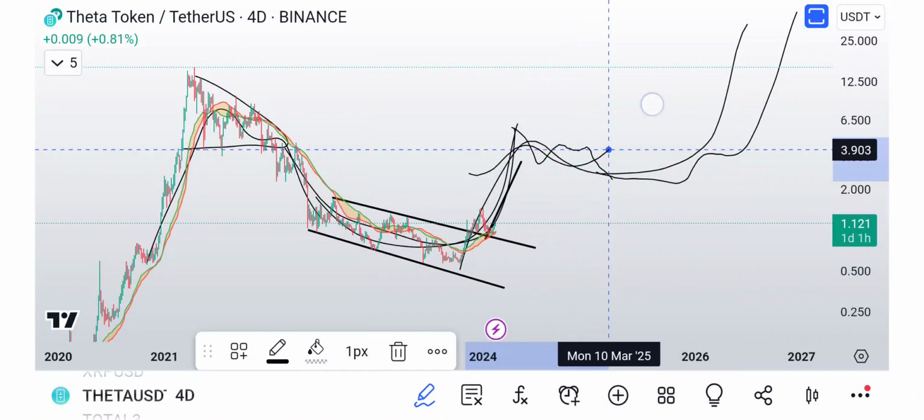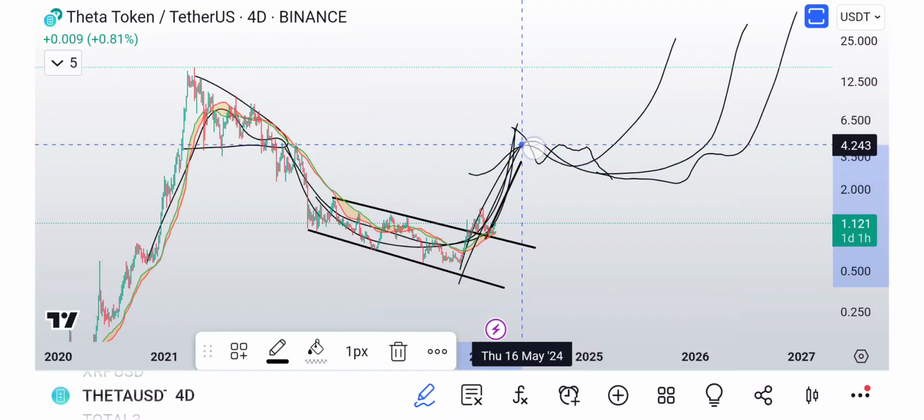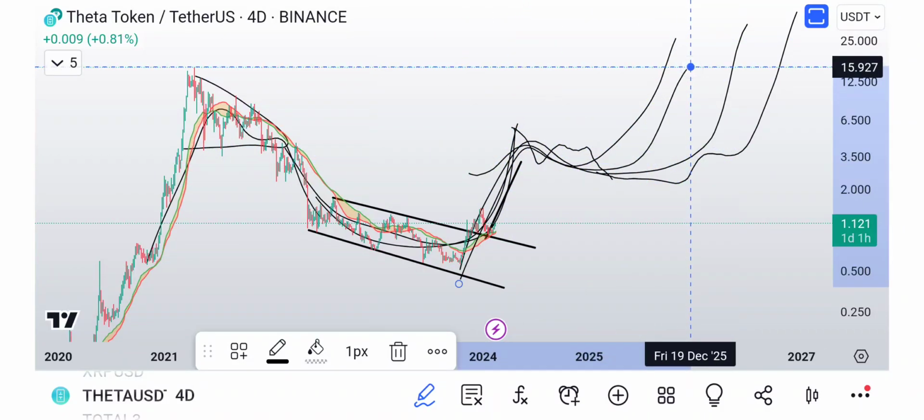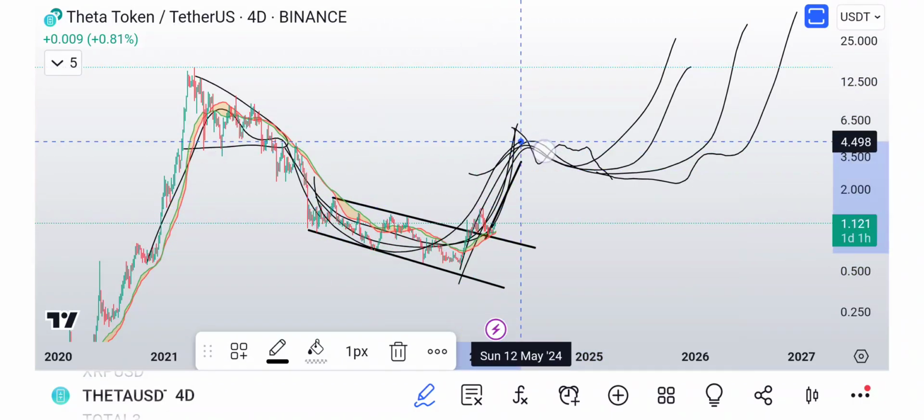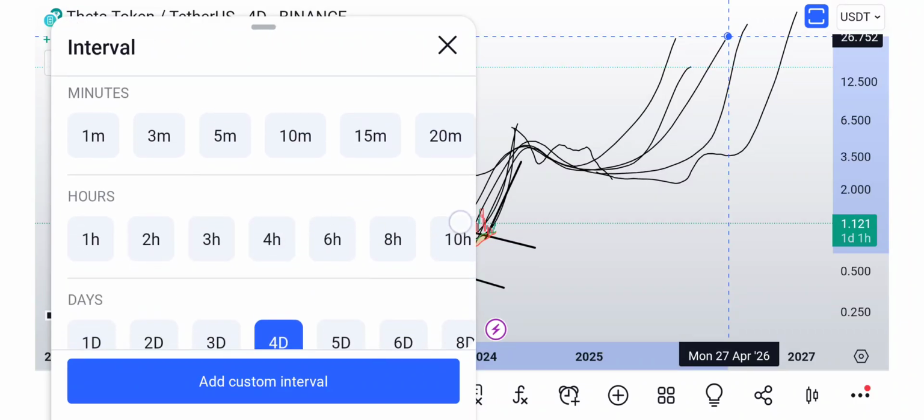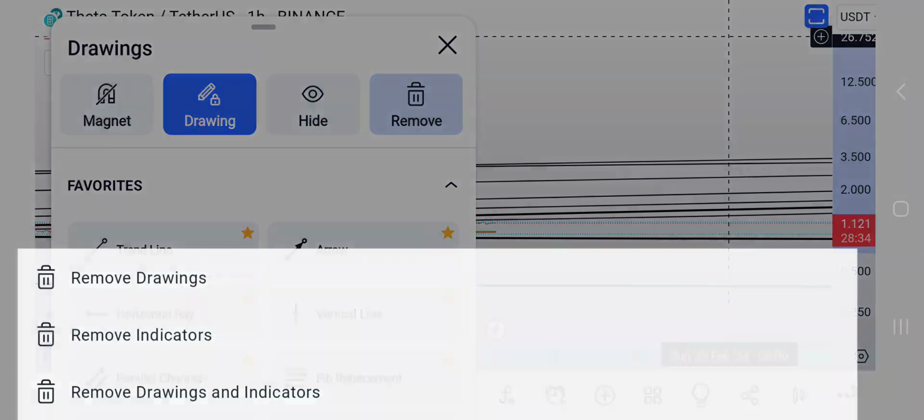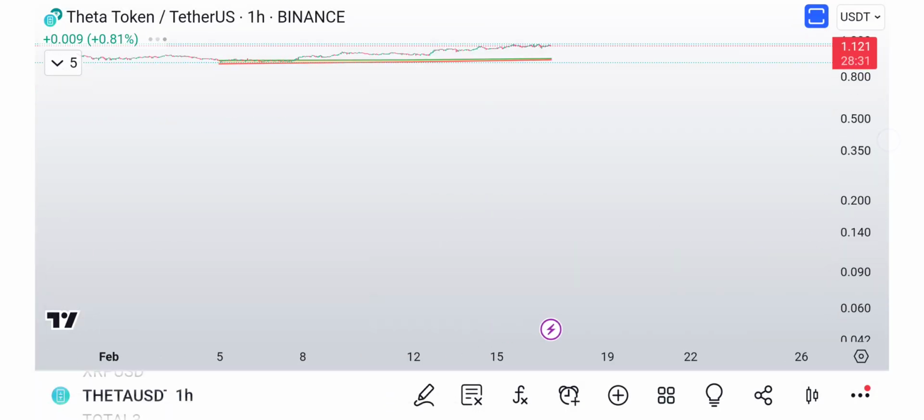Maybe not that slow, or maybe not that fast. It really depends. I don't know timing. Timing is very hard, but structure-wise, something like that. So we'll see what happens. Going down, just really quick, to the 1 hour chart, just to get some super short-term analysis.